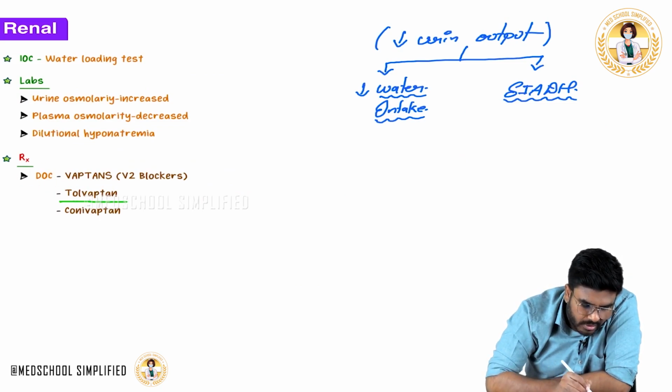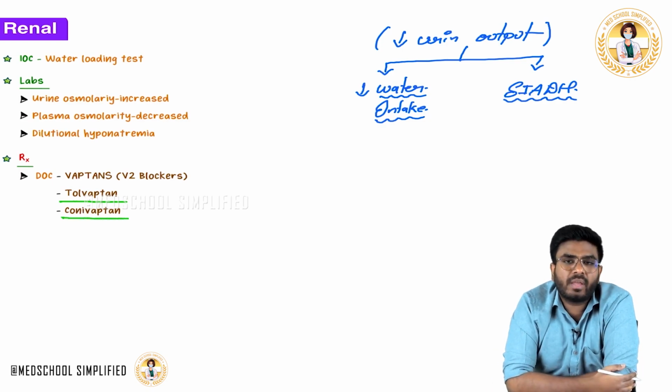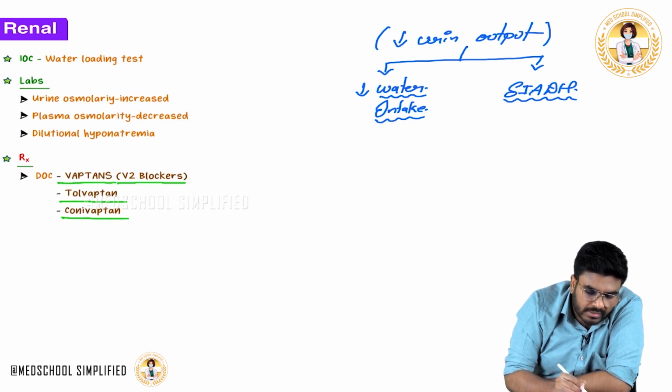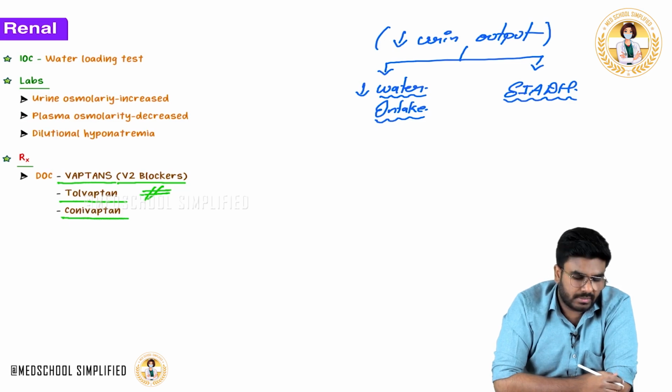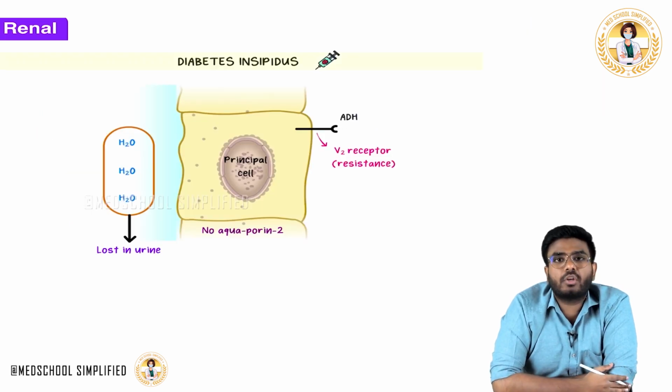What are the examples of Vaptans? Tolvaptan, Conivaptan. Vaptans are nothing but V2 receptor blockers. If you block the V2 receptors, automatically the symptoms will be treated. So with this, we are done with the topic of SIADH.